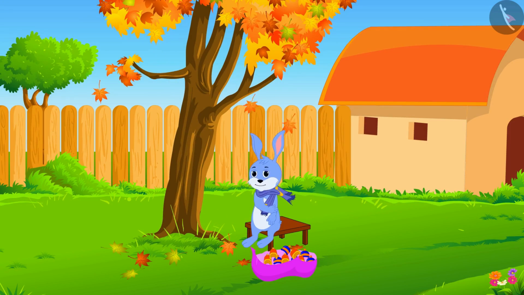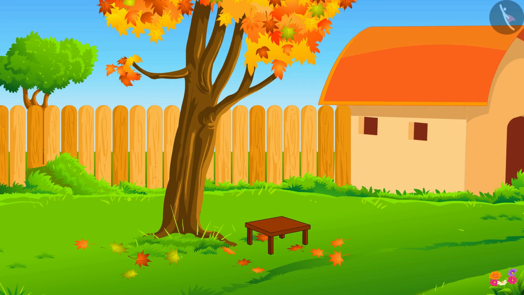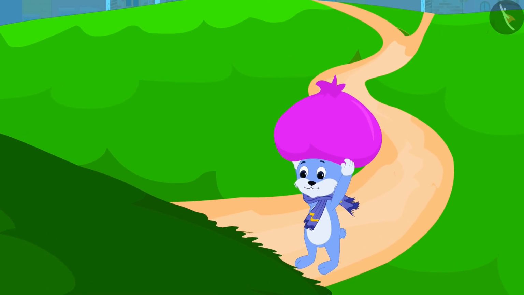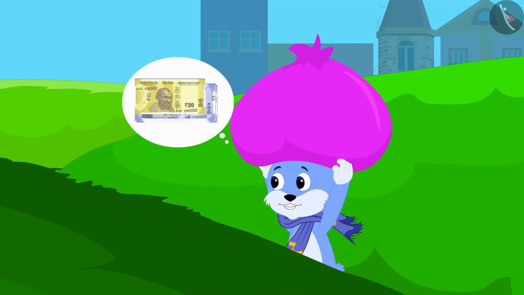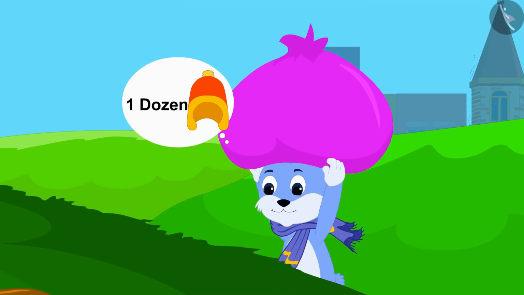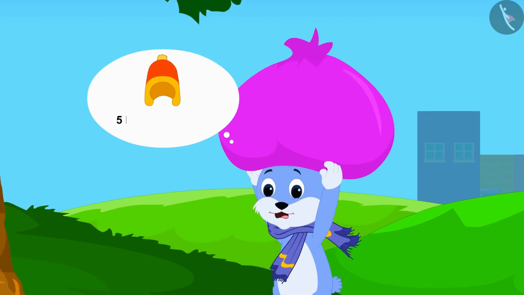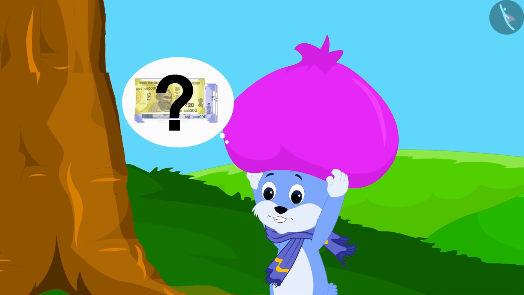Winter is about to begin. Bunny has woven a dozen woolen caps to survive the cold weather. Bunny is going to sell these caps in the market in the city. On the way, Bunny is thinking, I will earn a lot of money by selling these 1 dozen caps. If I sell one cap for 5 rupees and 50 paise, how many rupees will I get in total?